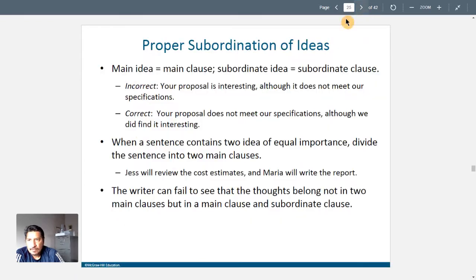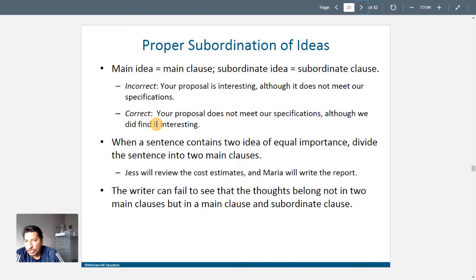Proper subordination of ideas: main idea, main clause, subordinate idea, subordinate clause. Now they have given us an incorrect word with a correct sentence. Incorrect: your proposal is interesting, although it doesn't meet our specifications. So this is the incorrect.